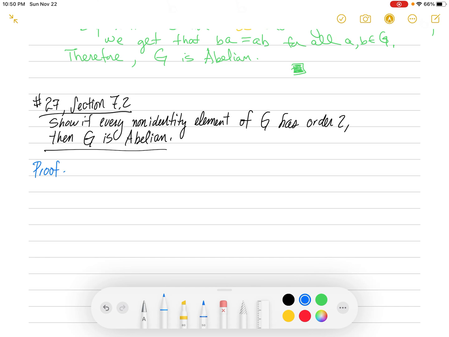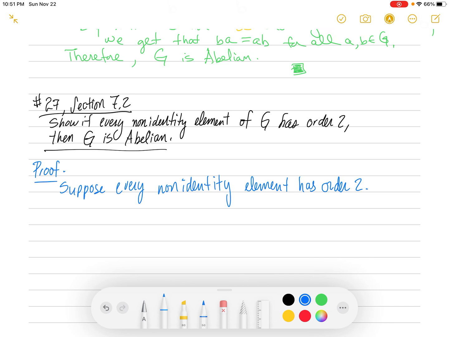Okay, let's begin the proof by assuming every non-identity element of G has order 2. So suppose every non-identity element has order 2. So let's take an arbitrary element of the group G that's not the identity. Let A be an element of G with A not the identity. Then that means the order of A is equal to 2.